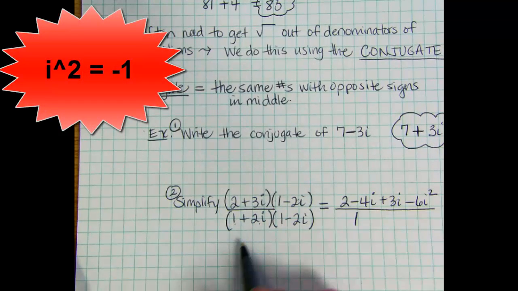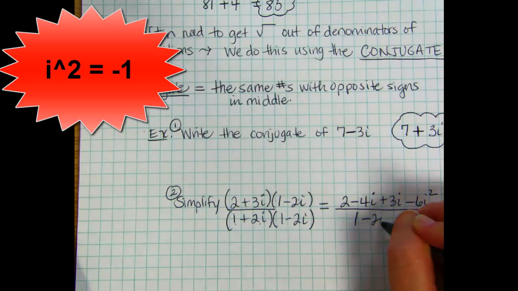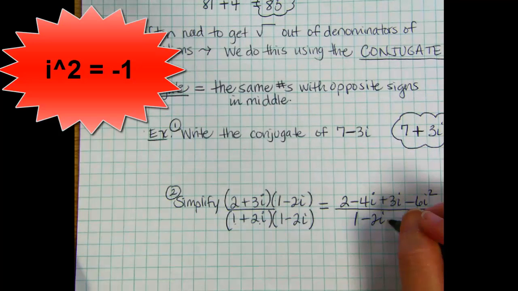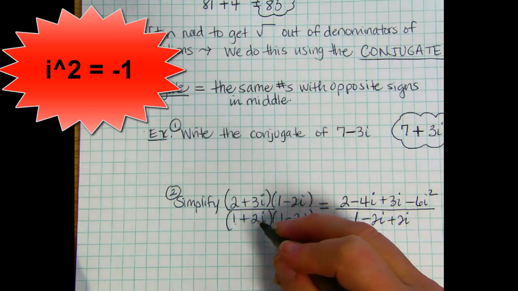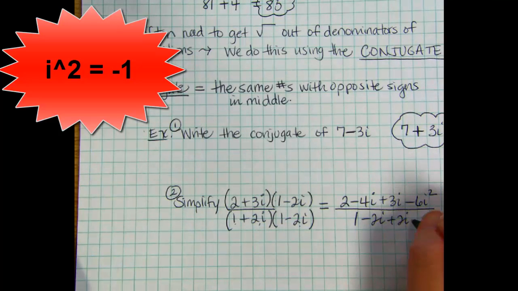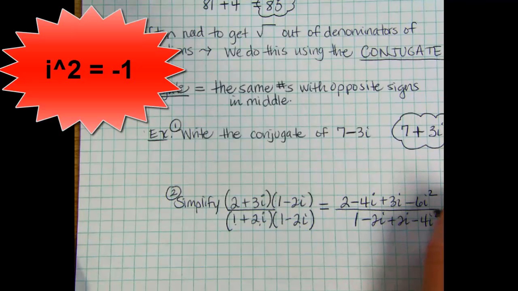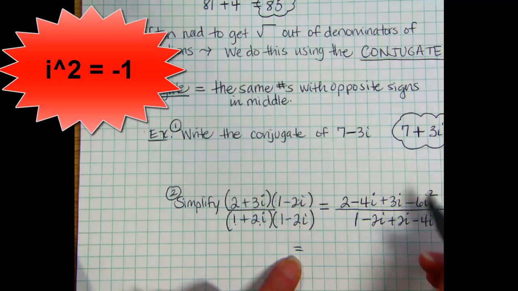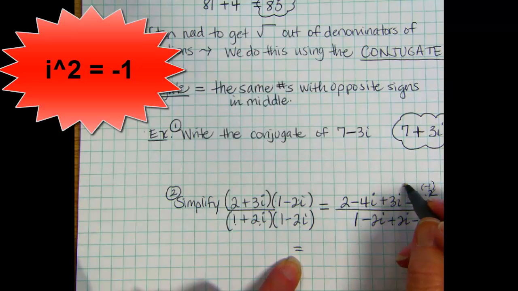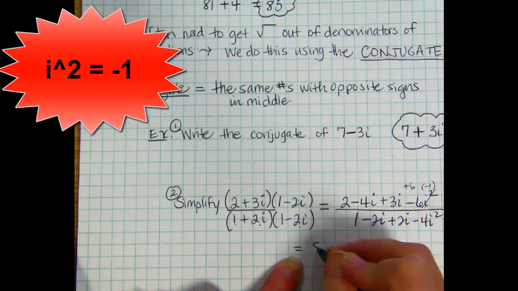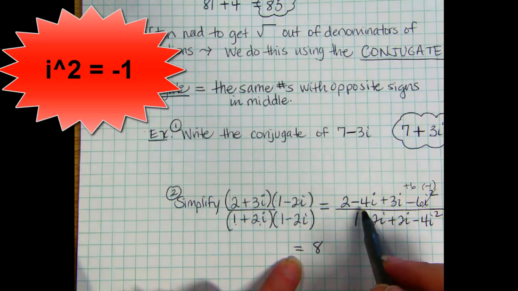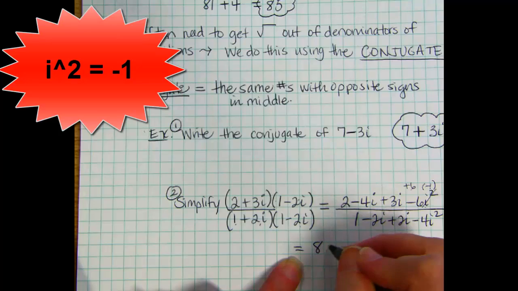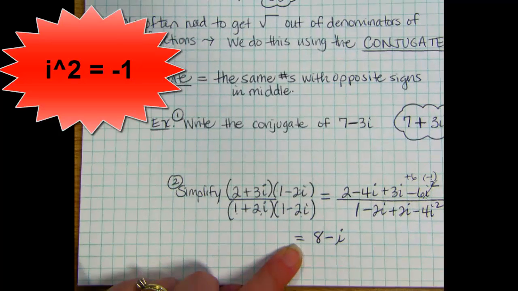On the bottom, 1 times 1 is 1. 1 times negative 2i is negative 2i. Positive 2i times 1 is positive 2i. Positive 2i times negative 2i is negative 4i squared. Now you simplify each piece. Now, i squared is negative 1. So this is technically negative 6 times negative 1, or positive 6. 2 plus 6 is 8. Combine your i's. Negative 4i plus 3i is negative i, or negative 1i.